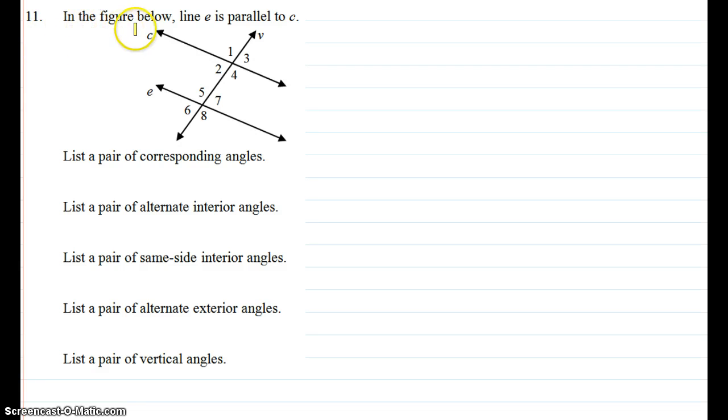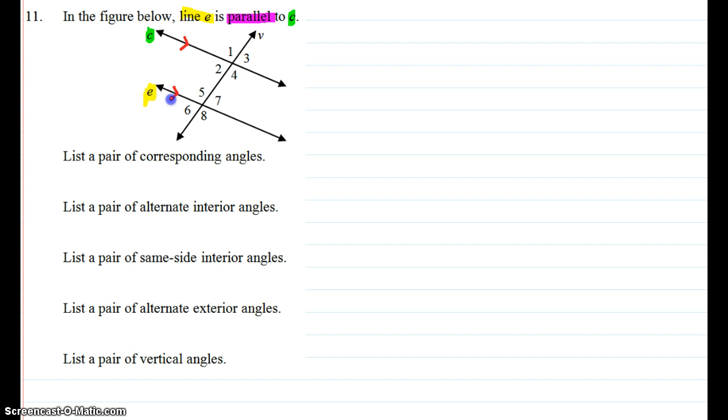Alright, for number 11, in the figure below, line E is going to be parallel to line C. So we have these two lines that are parallel. So let's go ahead and mark them.